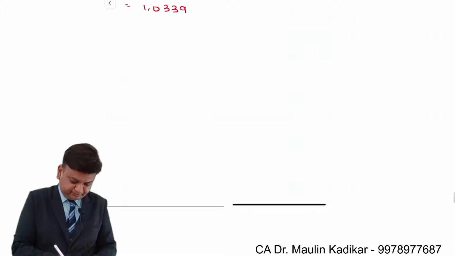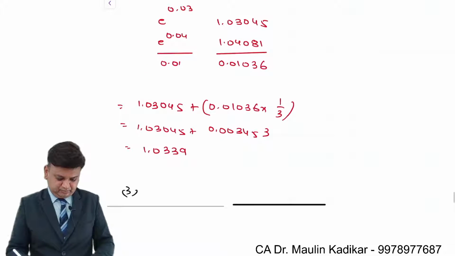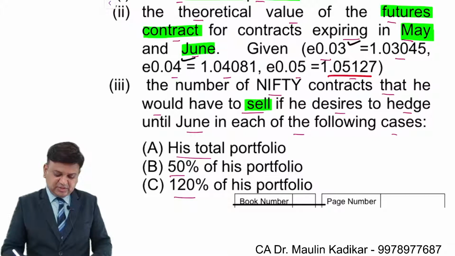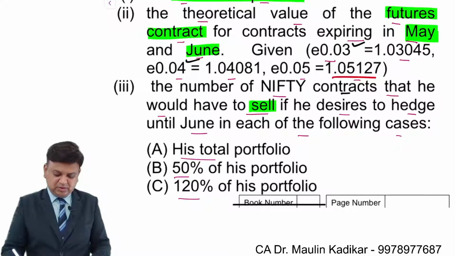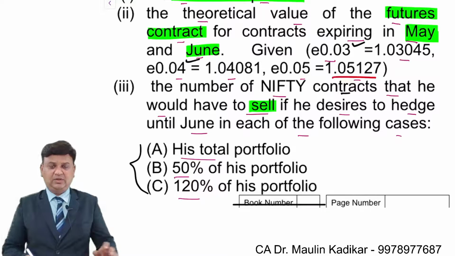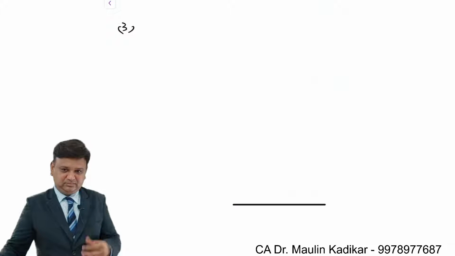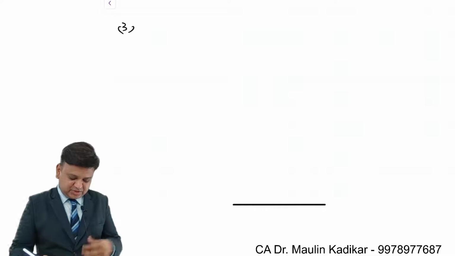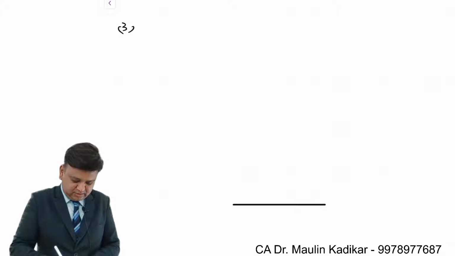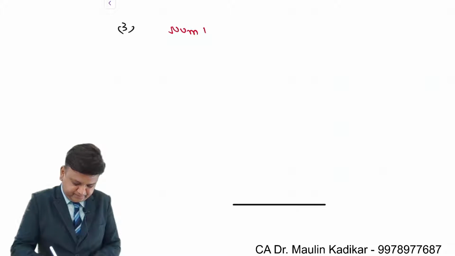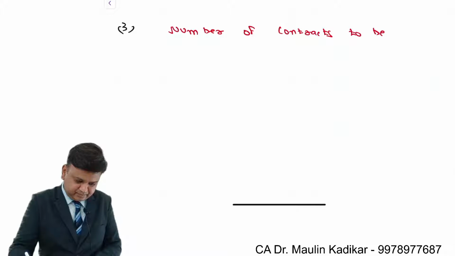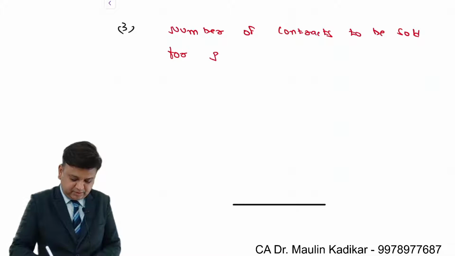Third question. The third question is number of contracts to be sold for these three situations. Please give the answer for all three of them in the chat box. So next, the third question: number of contracts to be sold for perfect hedging.